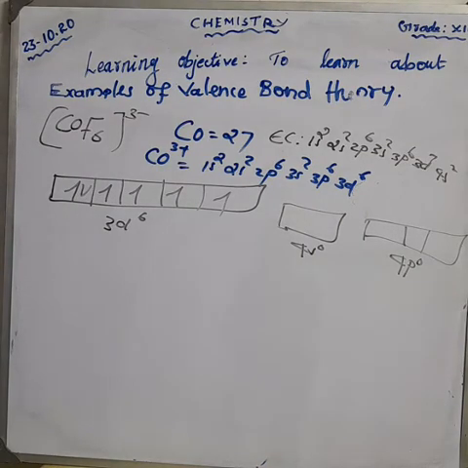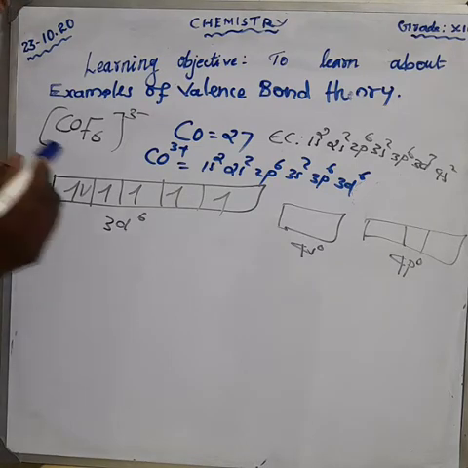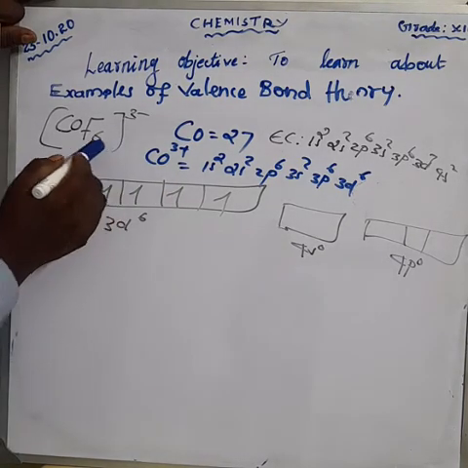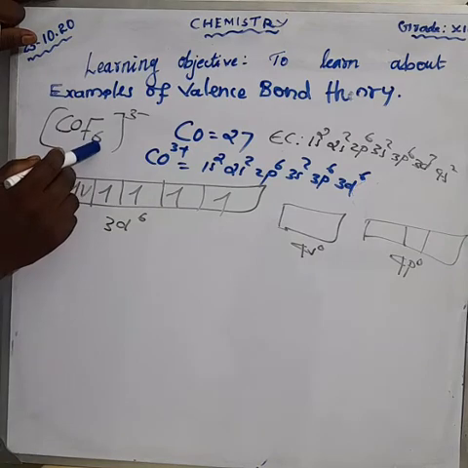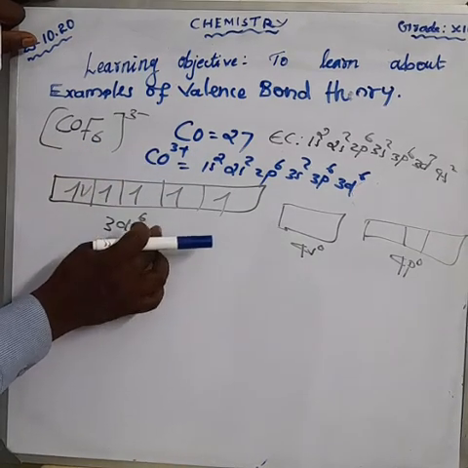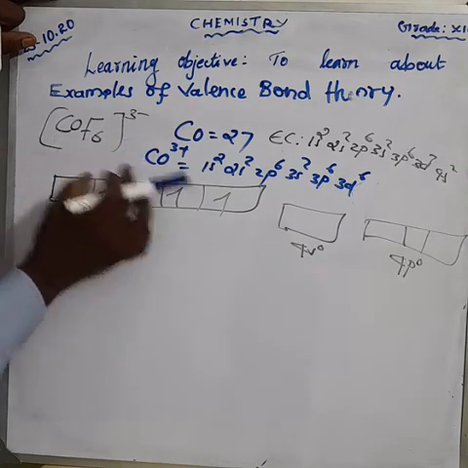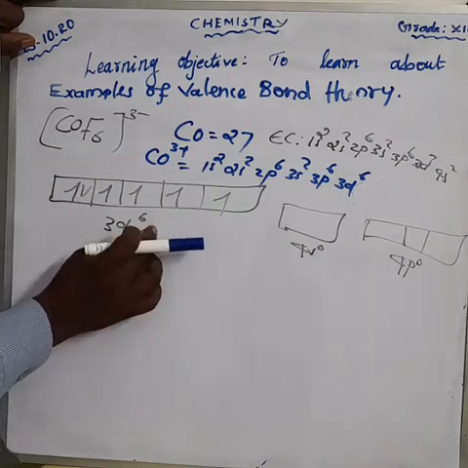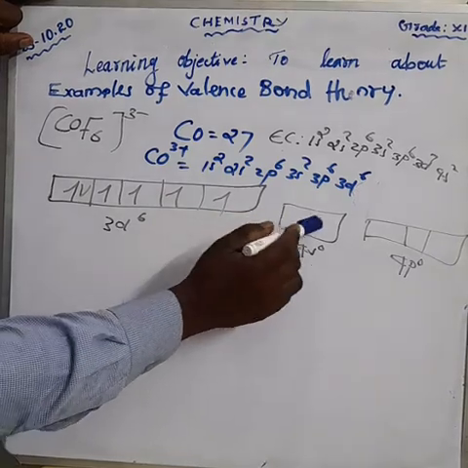Here you should talk about the hybridization. How much fluorine atom is there? There are 6 fluorine atoms. Where will the fluorine atoms bond? Because fluorine is a weak ligand, not a strong field ligand, it cannot pair the d orbital electrons, so bonding will start from 4s.